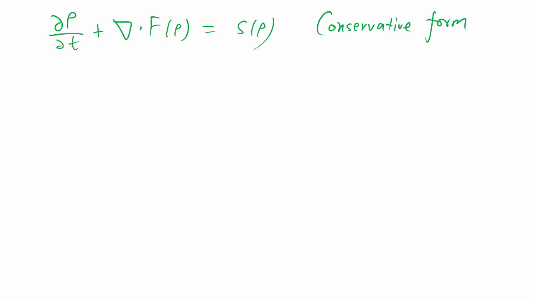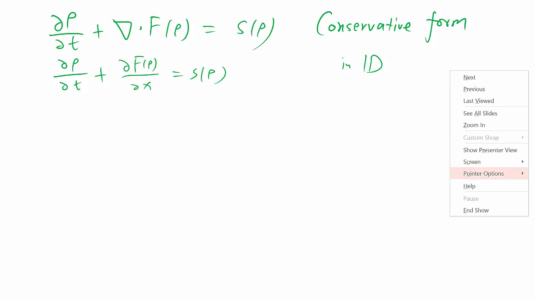Another thing you can see is that if the space is just one-dimensional, so let's take a one-dimensional special case. What is divergence in one dimension? It's just the derivative, right? A vector in one dimension is just a scalar, and the divergence in one dimension is just the spatial derivative. So in 1D, it's just partial f of rho partial x is equal to s of rho. So that's what happens in 1D.